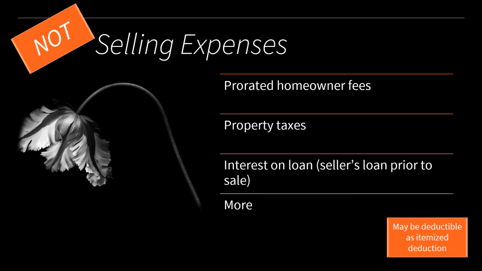And then you may see some things that are not considered selling expenses. These are things like prorated homeowners fees or property taxes or interest on the loan that was the seller's loan prior to the date of the sale. So, you know, our taxpayer may have had a mortgage on their home before they sold it. Any interest that they paid on that is not a selling expense. Some of these items could be deductible as an itemized deduction, and some of them will not be deductible at all, and they're considered personal expenses. But these are not selling expenses, even if they might be deductible somewhere else on the return.